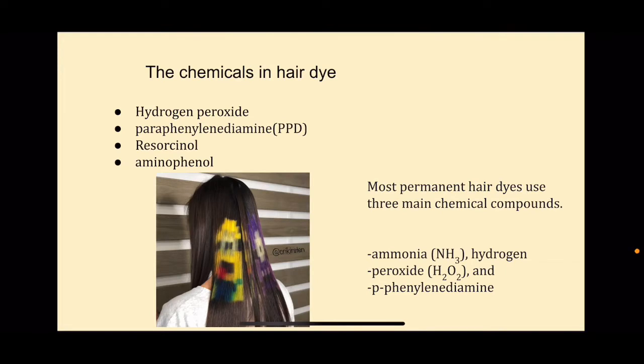The chemicals in hair dye. The chemicals found in hair dye are hydrogen peroxide, PPD, resorcinol, and aminophenol. Hair dye is made of many different chemical things we call compounds. Most permanent hair dyes use three components, which are ammonia, hydrogen peroxide, and p-phenylenediamine.